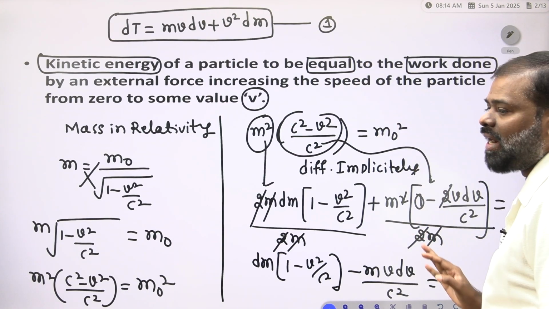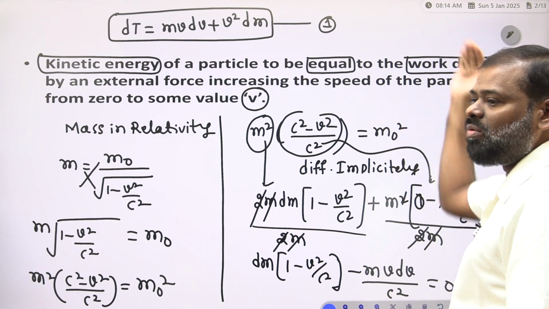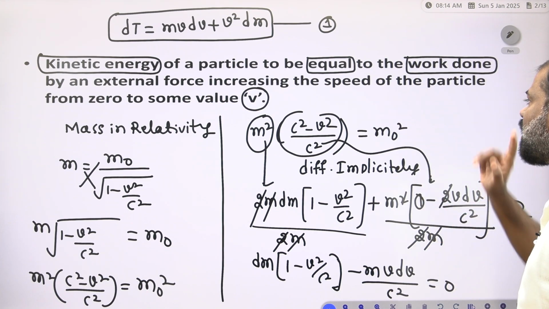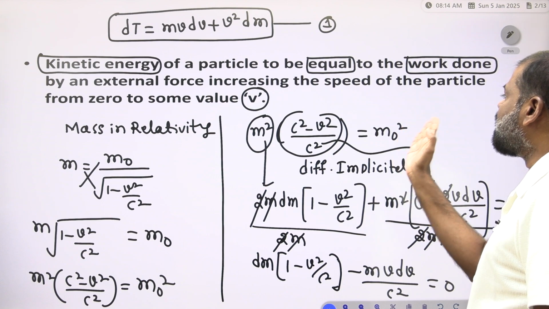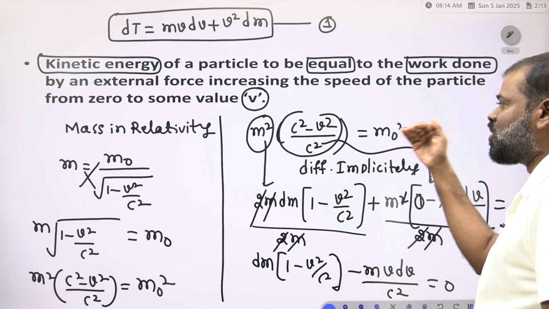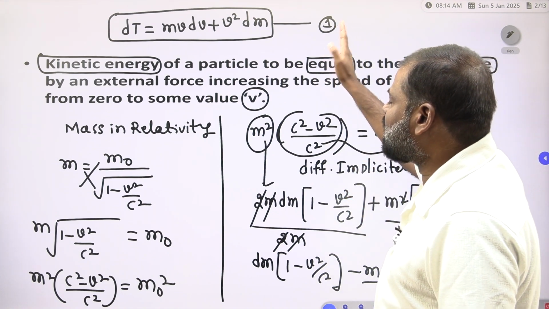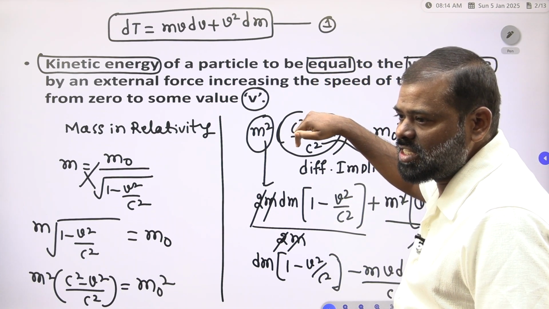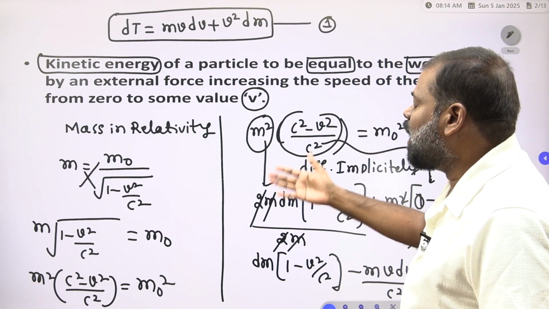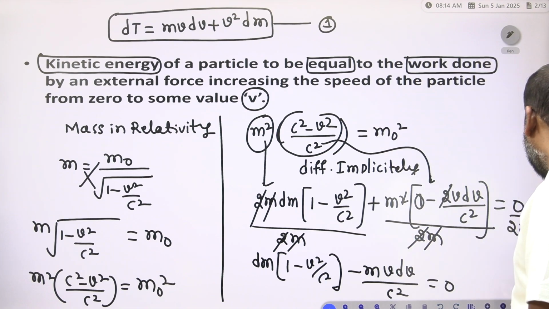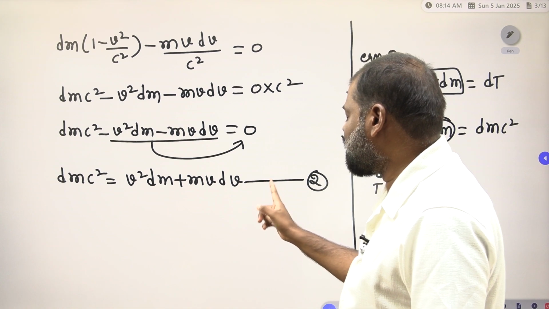In equation number 1 you are getting that work done is equal to the kinetic energy of the particle, which is the work done by an external force increasing the speed of the particle from 0 to some value of v. So from equation number 1 we got the kinetic energy of that particle, but we know mass in relativity. Based on this mass in relativity, we get one more expression, that is equation number 2.